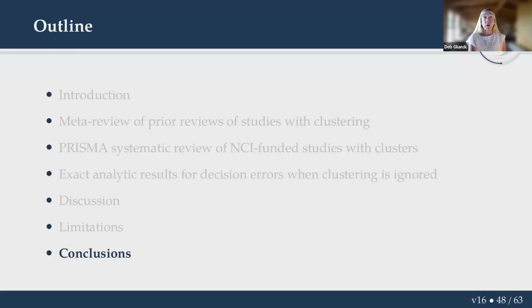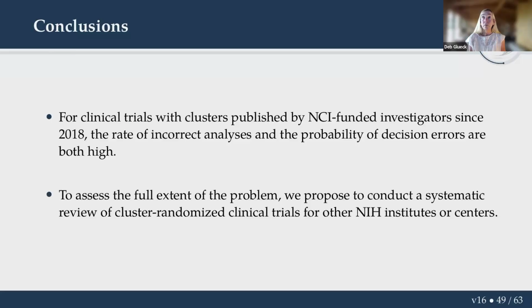So here are our conclusions. For clinical trials with clusters published by NCI-funded investigators since 2018, the rate of incorrect analyses and the probability of decision errors are both high. To assess the full extent of the problem, we propose to conduct a systematic review of cluster randomized clinical trials for other NIH institutes and centers.